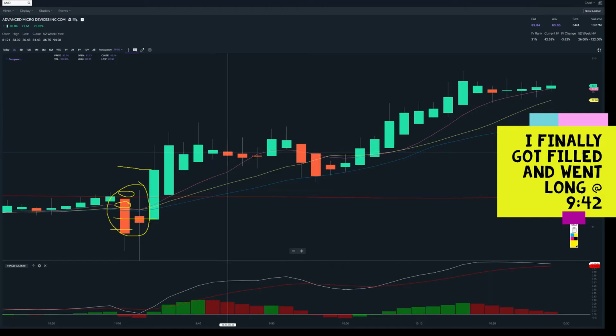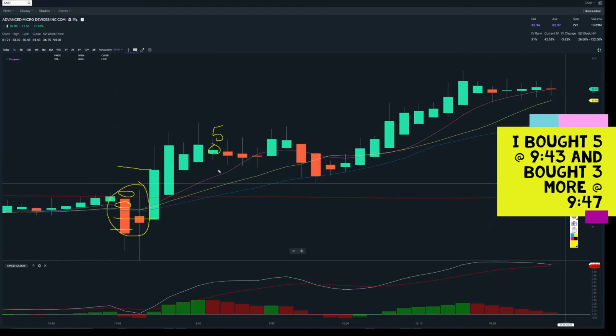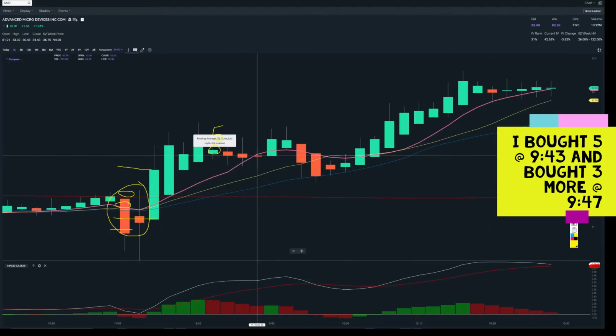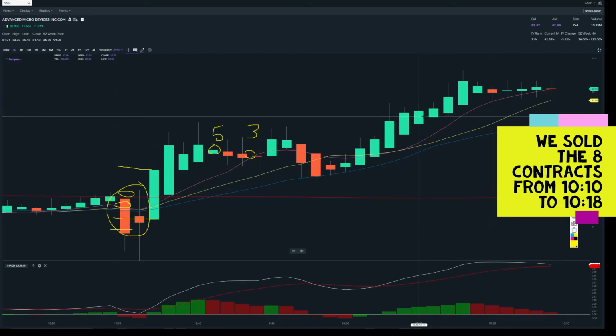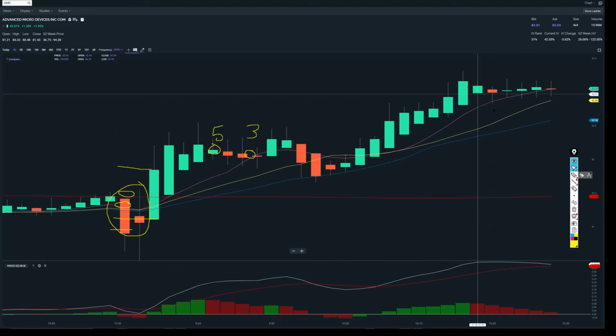We bought 5 contracts here, and then I bought some more at 947. So we bought 3 more. As it was bumping up against the 8-period moving average, we bought 3 more. Okay, and we held those contracts. We didn't start selling these until 1010. So we sold from here till about 1018. So from 1010 to there, we sold in this range here.